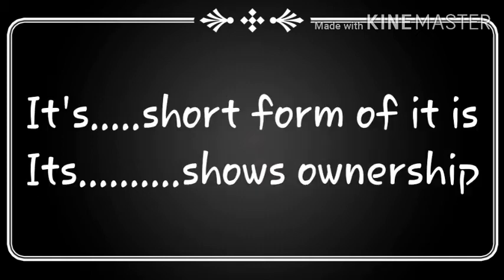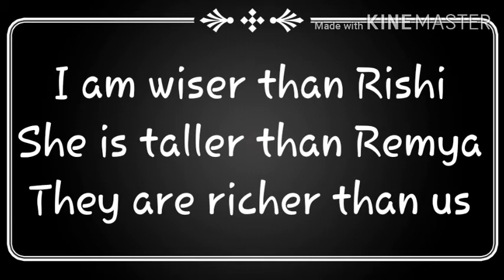Same is the case with it's and its. It's is the short form of it is. For example, it's raining, or it's very hot today means it is raining or it is hot today. Next, its, it shows ownership. The cat wants its own rug, or please give the dog its food. It shows ownership here.